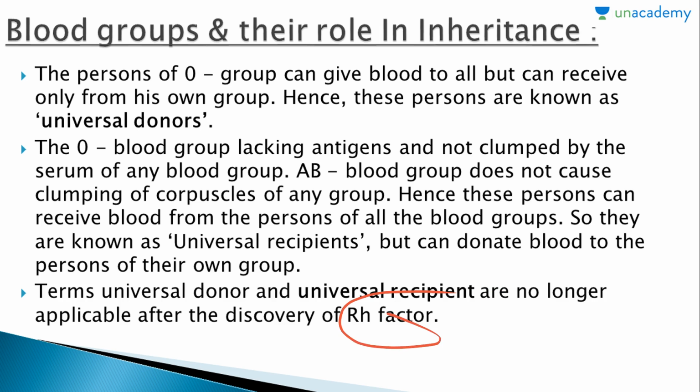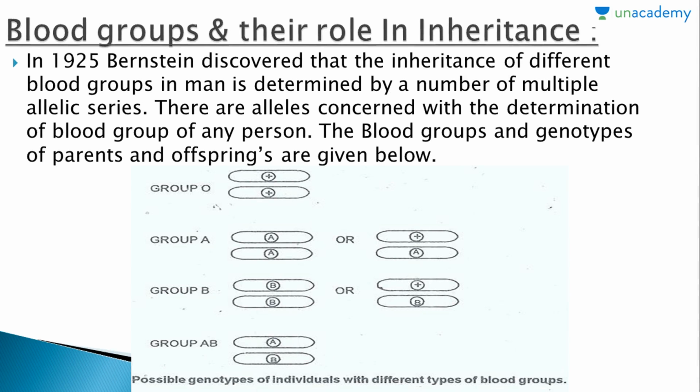The terms universal donor and universal recipient are no longer actually applicable after the discovery of the Rho factor, that is the Rh factor, that explains the positivity and negativity. In 1925, Bernstein discovered that inheritance of different blood groups in men is determined by a number of multiple allelic series.